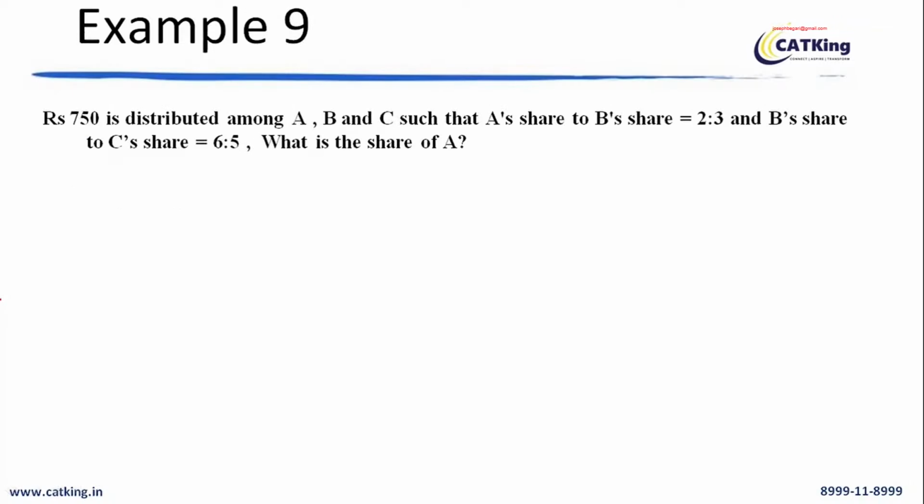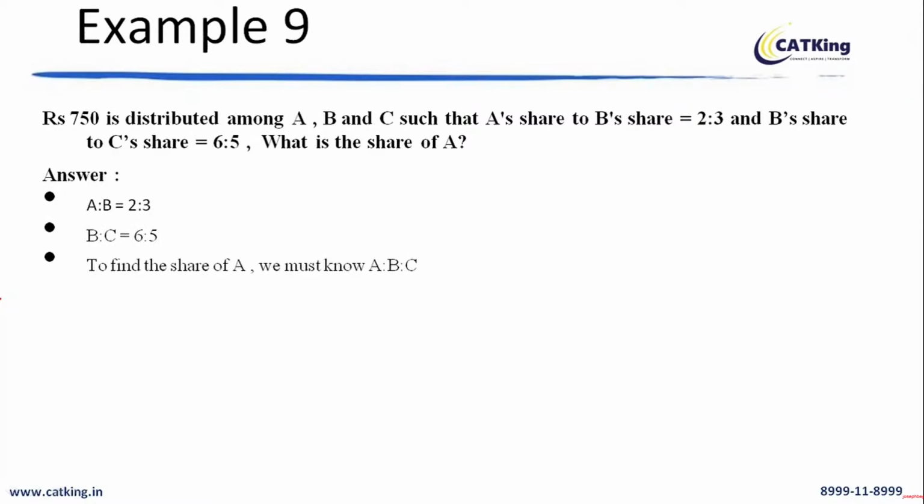So rupees 750 is to be distributed among A, B and C such that A's share to B's share is equal to 2:3 and B's share to C's share is 6:5. Correct? Now we have to find out what is the share of B. So this is one of those types of questions where there are 3 variables and we can find a common variable, that is B, and we can find a continued ratio. So to find the share of B, we must know A is to B is to C.